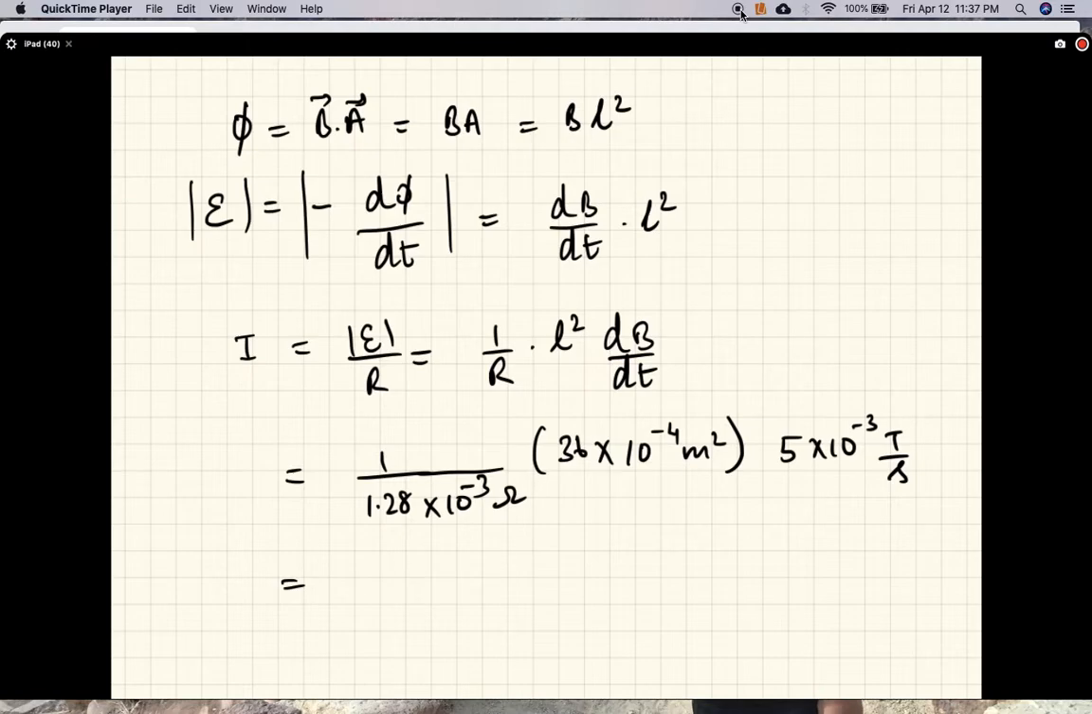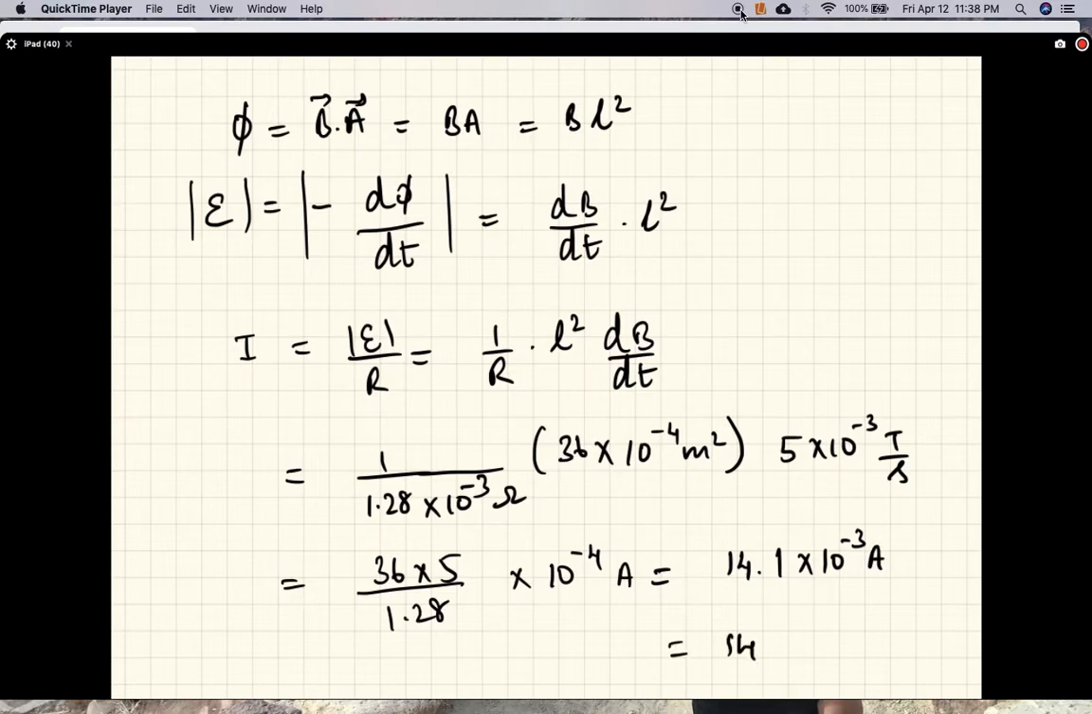Okay, let's take care of powers of 10. This 10 to the minus 3 cancels with that, there's 10 to the minus 4, so what you have is 36 times 5 divided by 1.28 times 10 to the minus 4 amperes, and that's equal to 14.1 times 10 to the minus 3 amps, 14.1 milliamps.